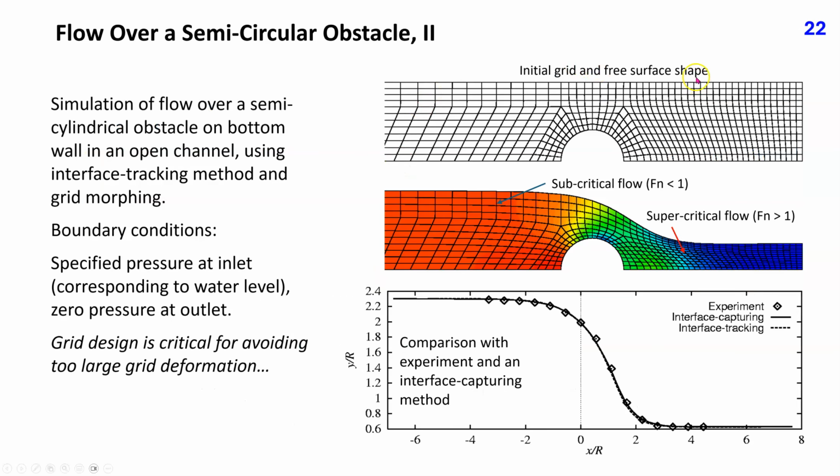These two plots show the initial grid and the free surface shape, and the final solution from a simulation of the same flow studied in the previous slide, but using an interface tracking method and grid morphing. Boundary conditions were the same as in the simulation using the VOF method, see preceding slide. This example shows the importance of the initial grid design for avoiding too large grid deformation. With the block structured grid used here, grid quality has not deteriorated through the adaptation of the grid to the shape and position of the free surface.